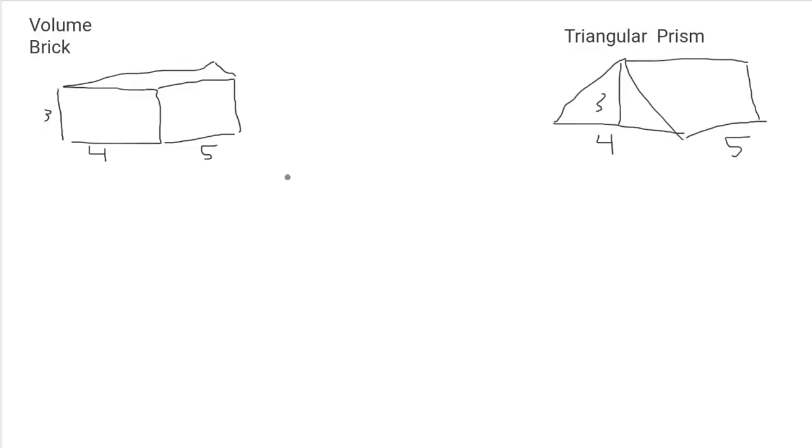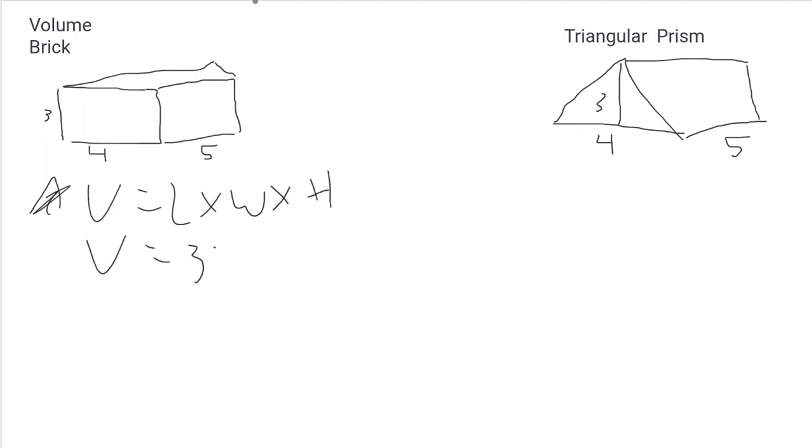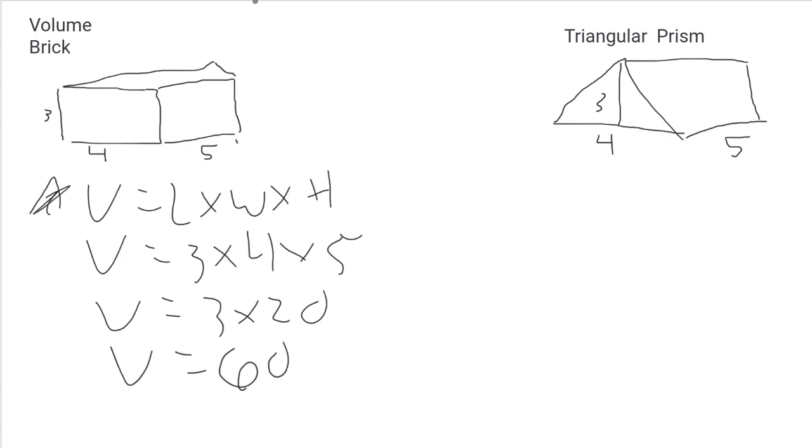Now volume is a little bit different. Volume is how much water fits inside the shape. So for a brick, it is length times width times height. So it'd be 3 times 4 times 5. So 3 times 20, or 60. And again, if they said inches, because it's a 3-dimensional shape that we're filling the water into, we would say inches cubed.